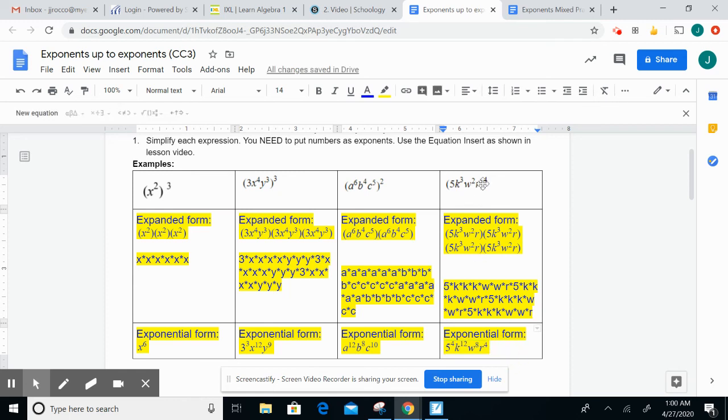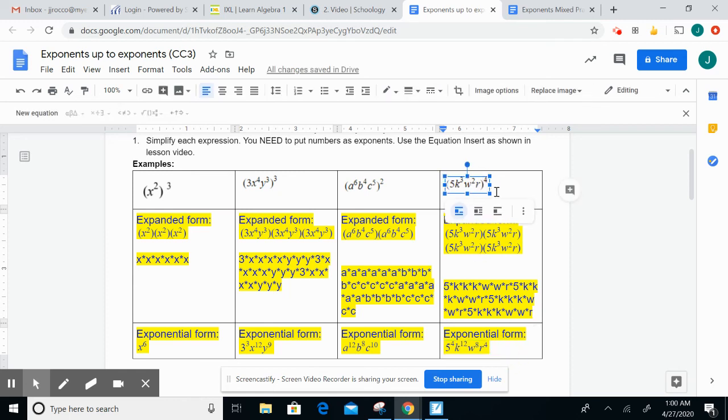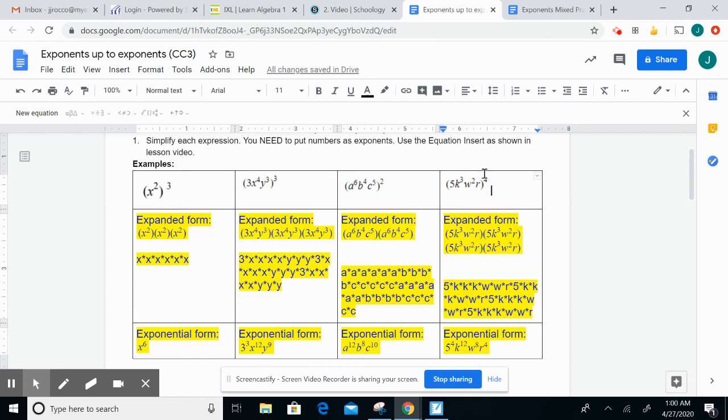That r right up here has a 1 exponent. So that 4 times 1 is what gives you that 4 there.